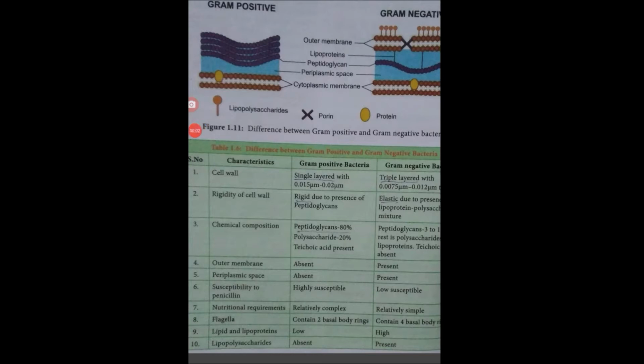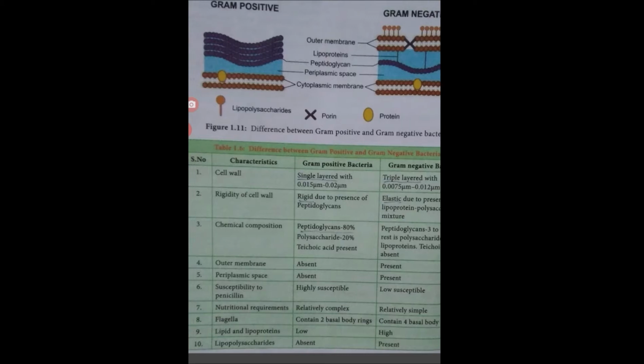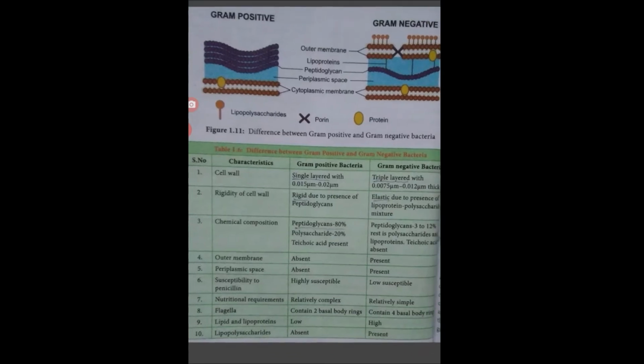Hello my dear students, now we are going to see about the differences between gram-positive bacteria and gram-negative bacteria.